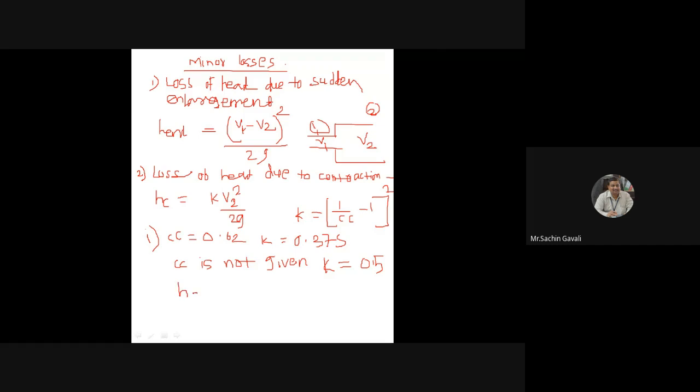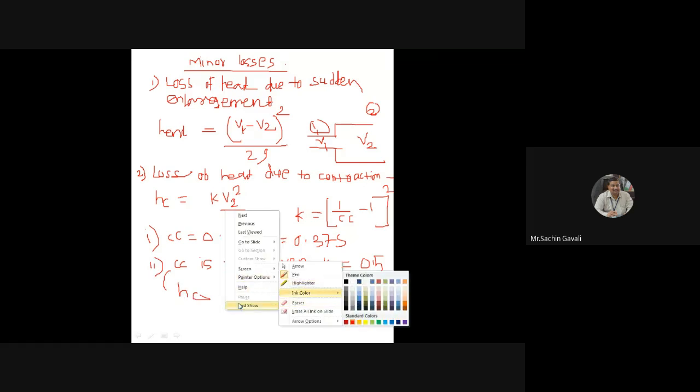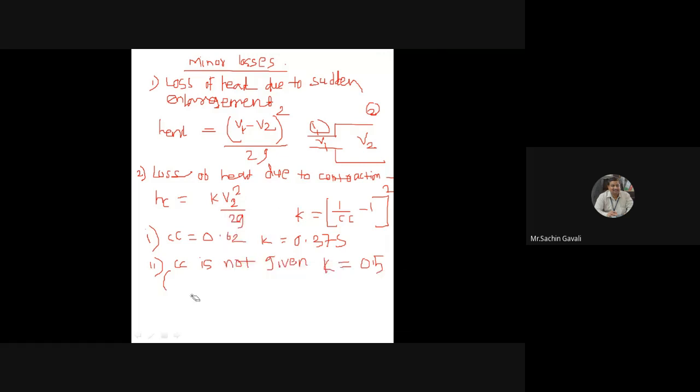In that case, HC will be equal to what? Every time they will not give Cc, so generally we have to take it as such. HC, or H contraction, you write the full name, is equal to 0.5 V2 square divided by 2G. But what is V2? V2 is velocity in which pipe? Contraction means smaller pipe or larger pipe? Smaller pipe. V2 is velocity in the smaller pipe.